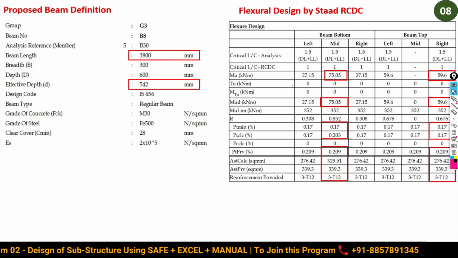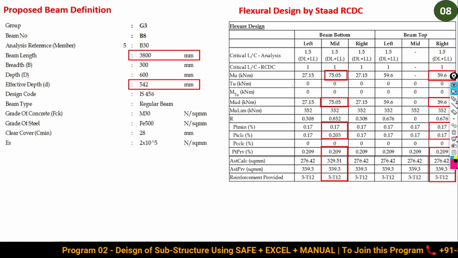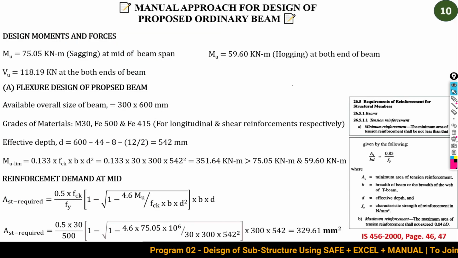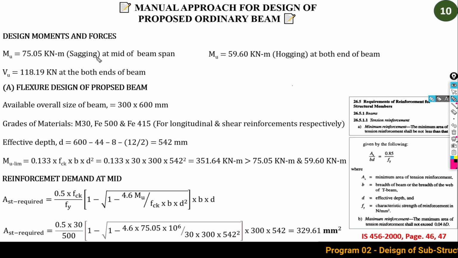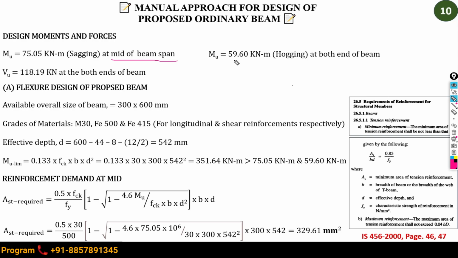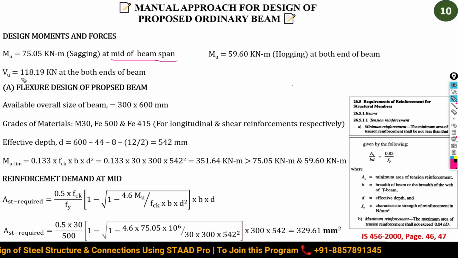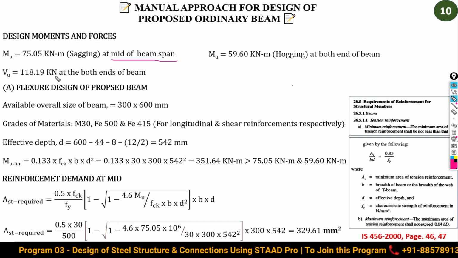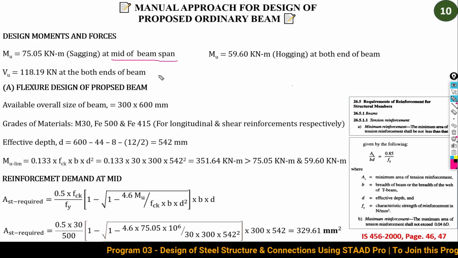The design results by the STAAD RCDC are present here. At the same time we are going to do the calculation manually. Here the sagging moment at the mid of the span is 75.05 kilonewton meter, and the hogging moment, that is the negative moment at the support at both ends, is 59.6 kilonewton meter. The shear force value is 118.19 kilonewton at both ends of the beam.